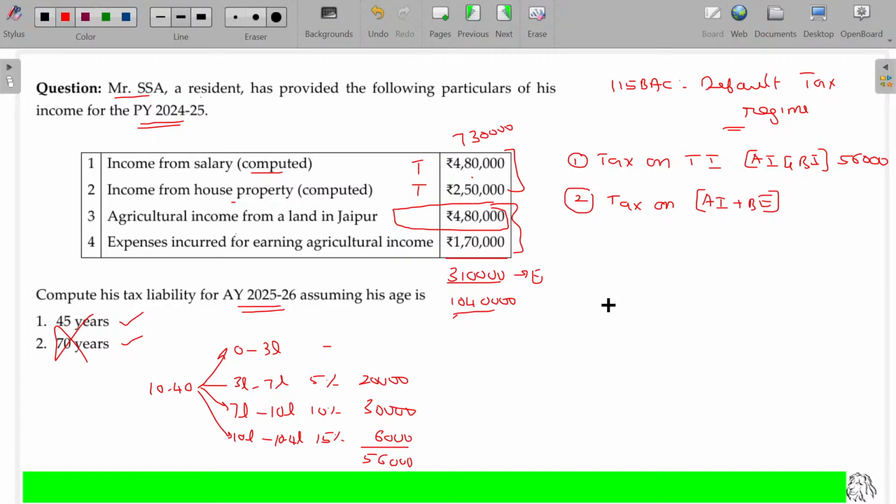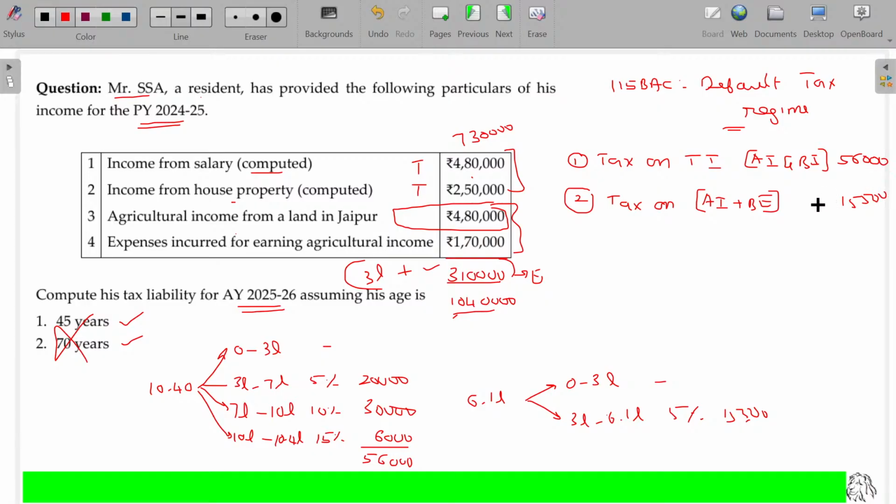So agricultural income plus basic exemption. Agricultural income is 3,10,000. What is the basic exemption? Up to 3 lakhs, no tax. So it is 6,10,000 rupees. For the 6,10,000, how can you find out the tax? 0 to 3 lakhs, nil. 3 lakhs to 7 lakhs, but here we have only 6.1 lakh, for this 5%. What is the value you get? 15,500.